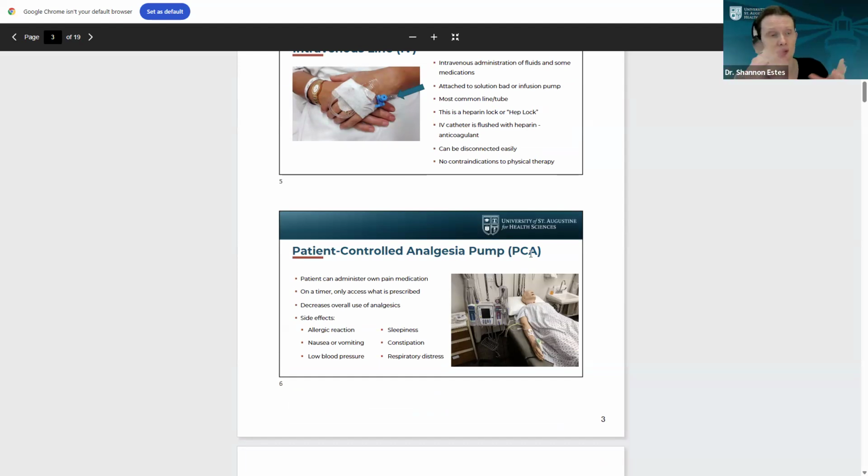Now, they do have these pumps usually timed to where if you push it in a certain period of time, you may not be able to get that medication again until 2 hours later, or you might have to wait an hour later. So it's very specific to the individual and the medication being administered.